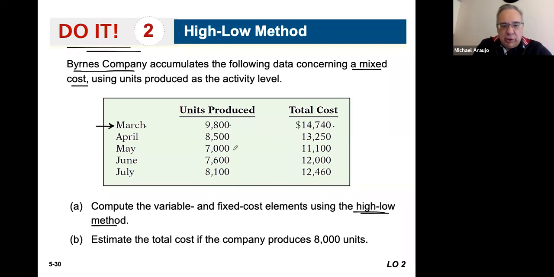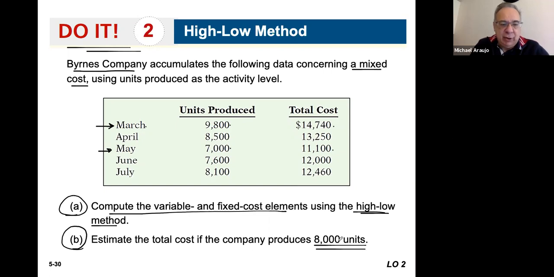So it looks like March is going to be your high. Your low looks to be May. Okay. May has only 7,000 units. That's the smallest number of units here. So that's your low. And 11,100 is your lowest total cost. So now you know your costs and your units. Okay. So now we can actually compute those elements using the high-low method. Once we do that, then we can estimate the cost of the company if it produces just 8,000 units.